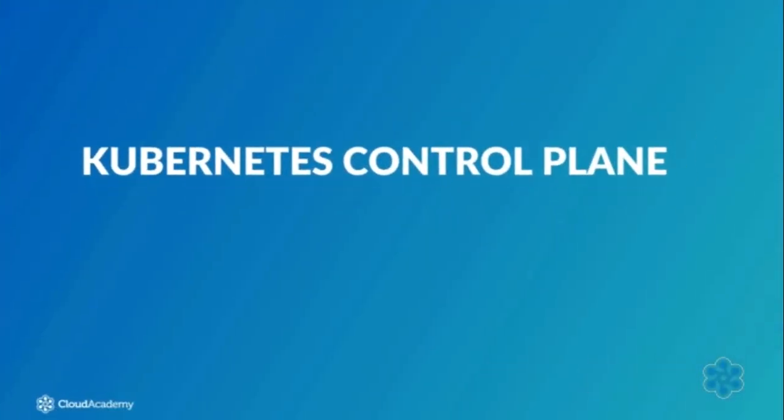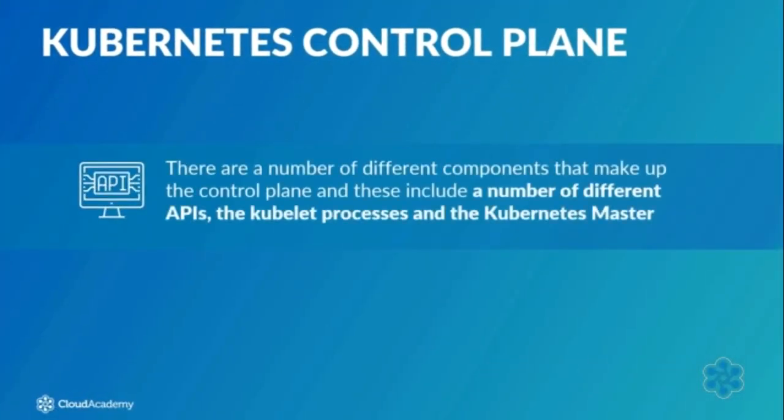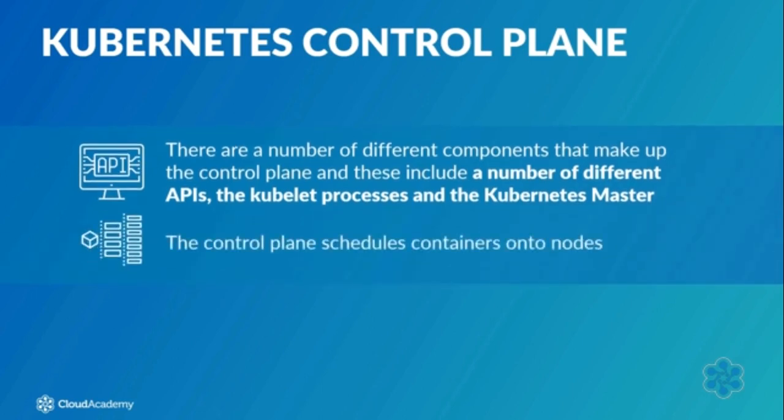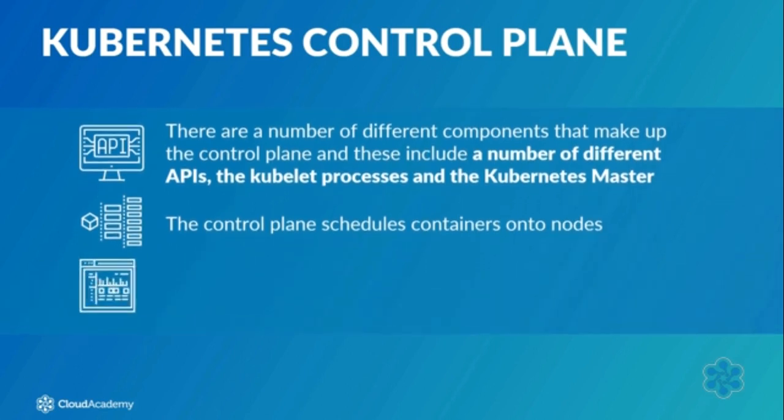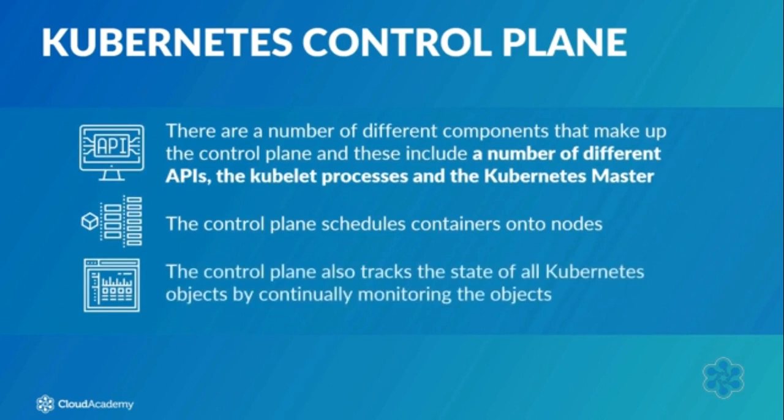Kubernetes control plane. There are a number of different components that make up the control plane, and these include a number of different APIs, the kubelet processes, and the Kubernetes master, and these dictate how Kubernetes and your clusters communicate with each other. The control plane itself is run across master nodes. The control plane schedules containers onto nodes. The term scheduling does not refer to time in this context. Scheduling in this case refers to the decision process of placing containers onto nodes in accordance with their declared compute requirements. The control plane also tracks the state of all Kubernetes objects by continually monitoring the objects.